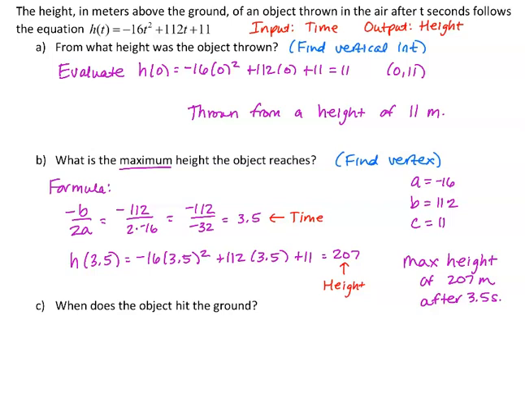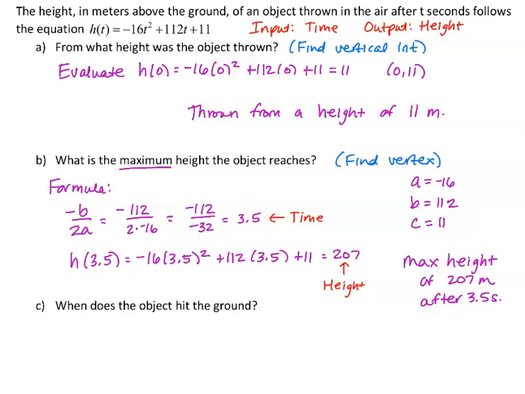So think about, you started with an object that was 11 meters in the air. It was launched upward. After 3.5 seconds, it's up to a height of 207 meters, and then it starts falling back down to the ground. So that brings us to our last question then. When does the object hit the ground? So think about, if it hits the ground, then the height is now 0. The output is 0, and we're looking for the input.